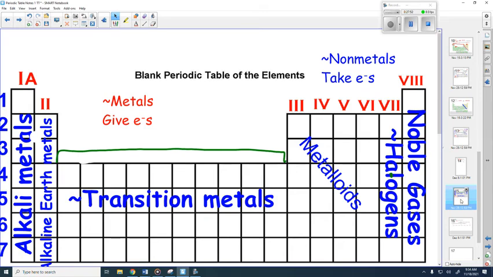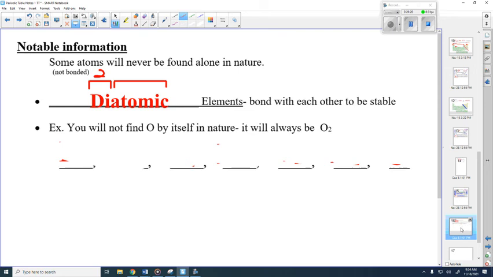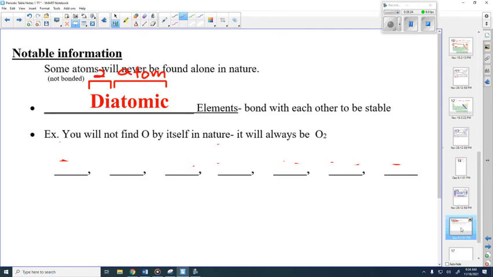Now we have one more slide of notes here. This is going to be sort of like a Section 9 4.18 situation. I'm about to say this many times and burn it to your brain. But there are some atoms that will never be found alone in nature. They're always going to have a bond. We call these diatomic. Breaking that apart, di meaning 2, atomic referring to atoms. So they're always going to be found as 2 atoms.